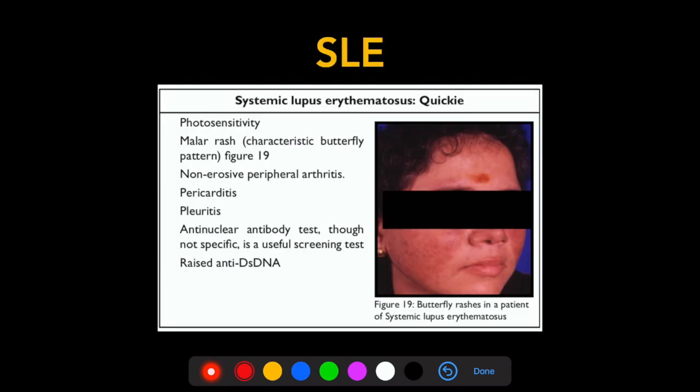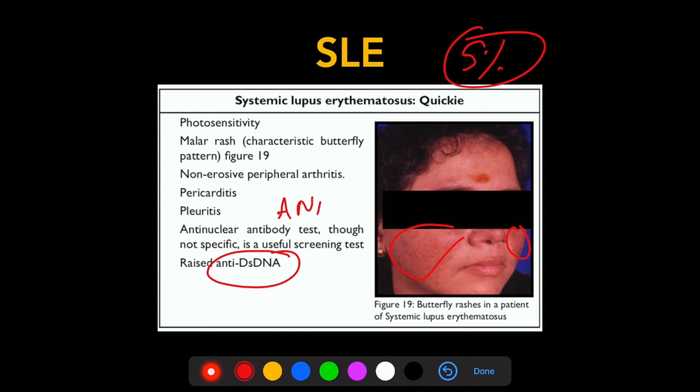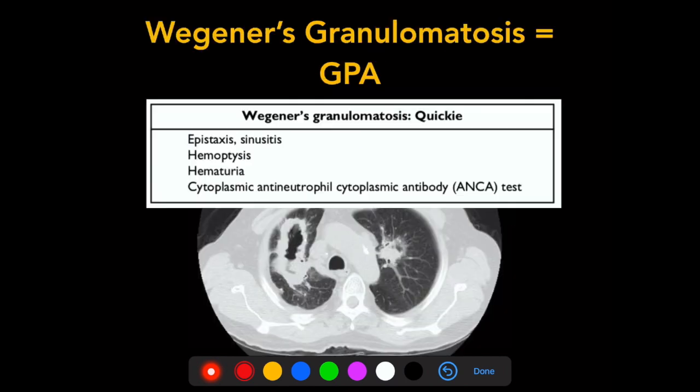SLE is very commonly seen, but of course scleritis is associated with only 5% of patients. The typical malar rash is a very clinching diagnostic factor, and we always do the anti-dsDNA, anti-double-stranded DNA, as a very important test to diagnose SLE. But the ANA or antinuclear antibody test is going to be a very common screening test used to diagnose SLE.